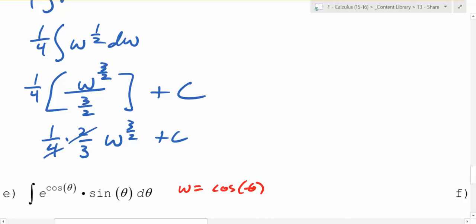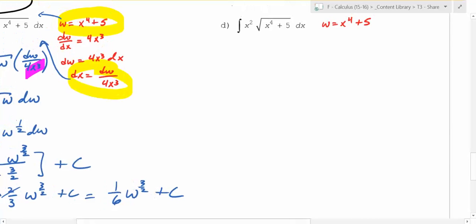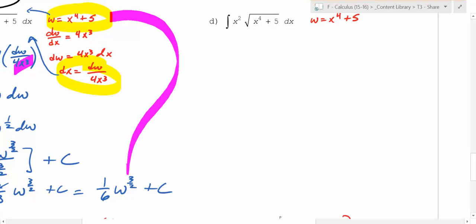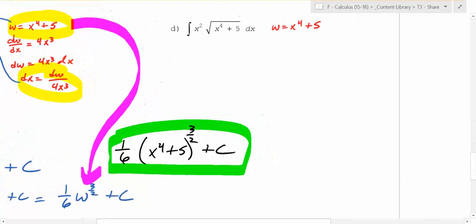What's this? Oh, this cancels too, so it turns into what? 1/6 w to the 3/2 plus c. But you don't want w when you answer. What do you substitute? What is w equal to on this one? Oh, there it is. So what's the final answer of this one going to be? 1/6 times what? All raised to the what power? Plus c. That would be the final answer right there.